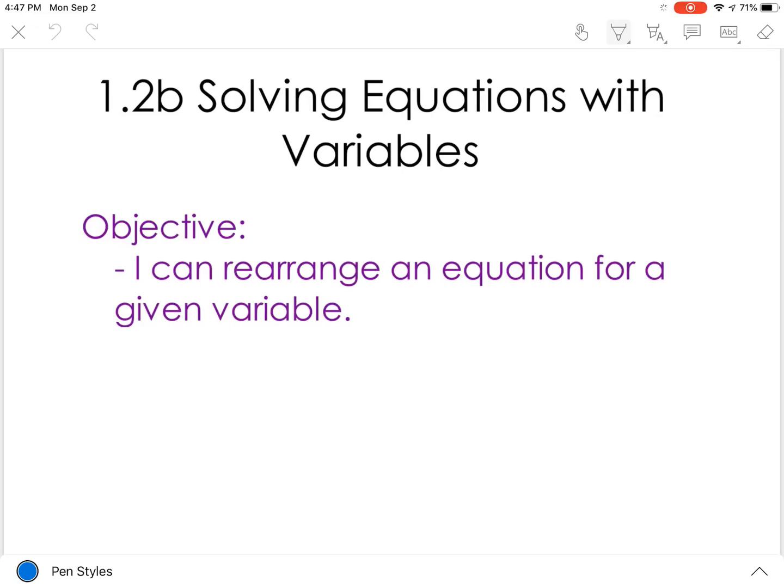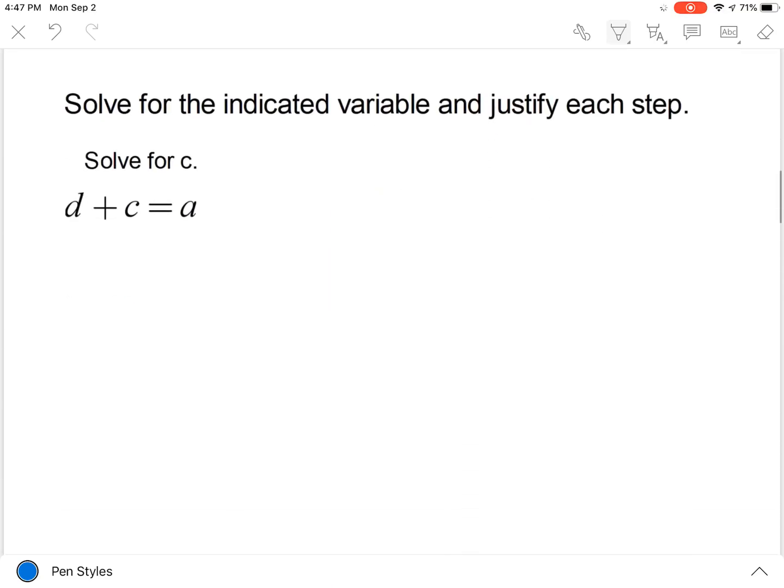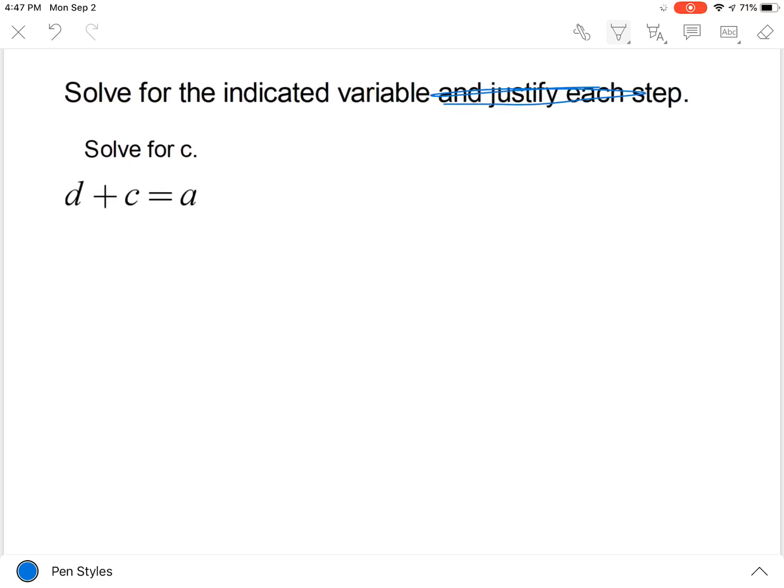1.2b is on solving equations with variables. So again, we want to be able to rearrange an equation for a given variable. So we're still using inverse operations, and we are still trying to isolate the variable. You just have to start by figuring out what variable they want you to solve for. So we want to solve for the indicated variable.